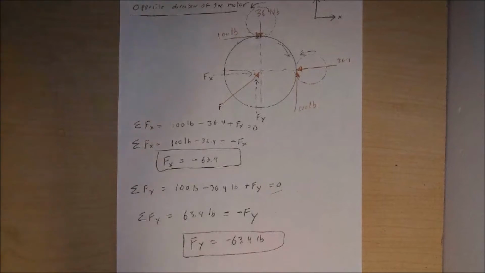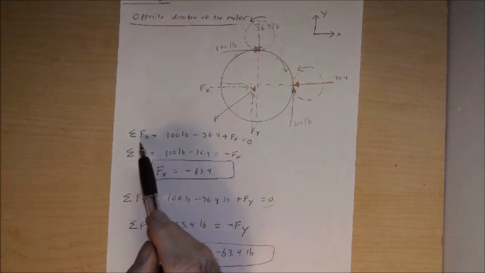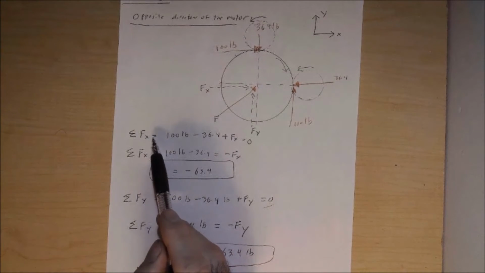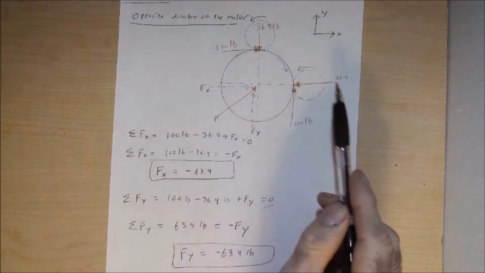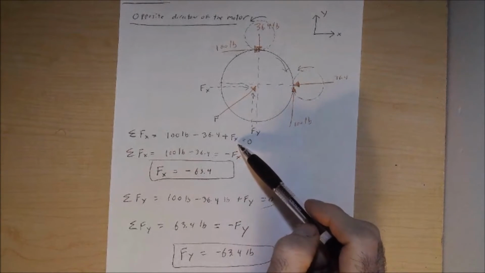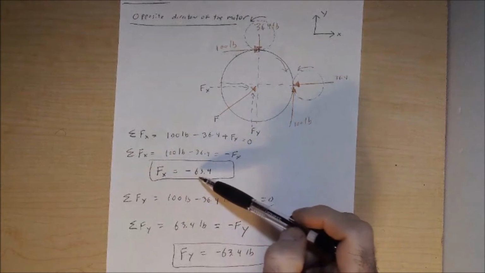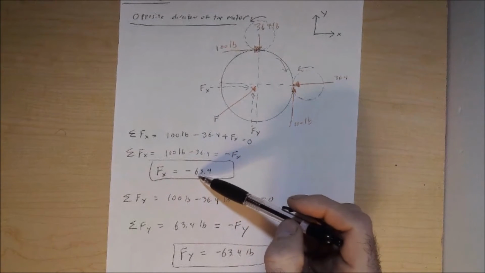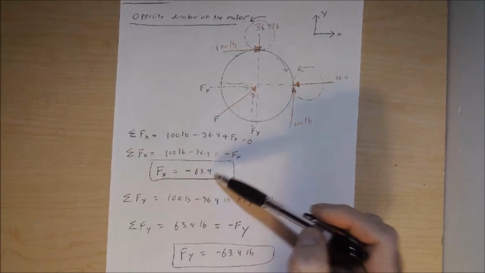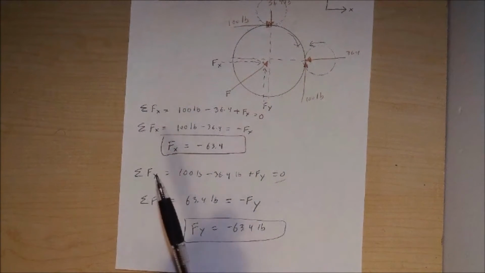our summation of forces in the x and summation of forces in the y and see how it differs. So if we look at our summation of forces in the x direction here, we can see we have a positive 100 here, we have a negative 36.4 there, and we have a positive F sub x there. This is equal to 0. Plug in, rearrange. F sub x is equal to a negative 63.4.